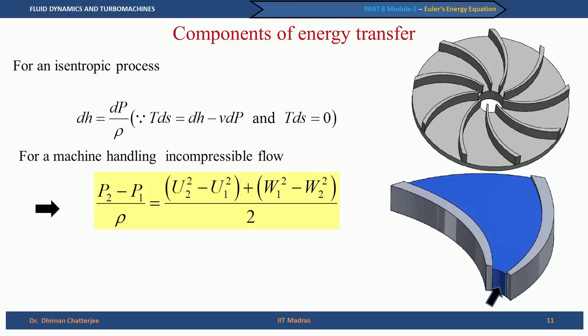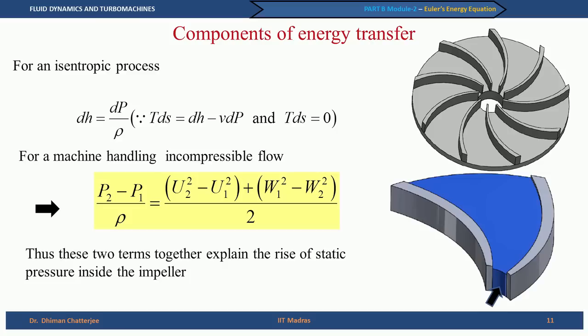So, what we have arrived at is that out of the 3 components we have written earlier for work transfer, that is C2 square minus C1 square the first term, and the other 2 terms U2 square minus U1 square and W1 square minus W2 square, we find that the second and the third terms together contribute to the static pressure change, and this is very important. We need to understand this portion a little more clearly.